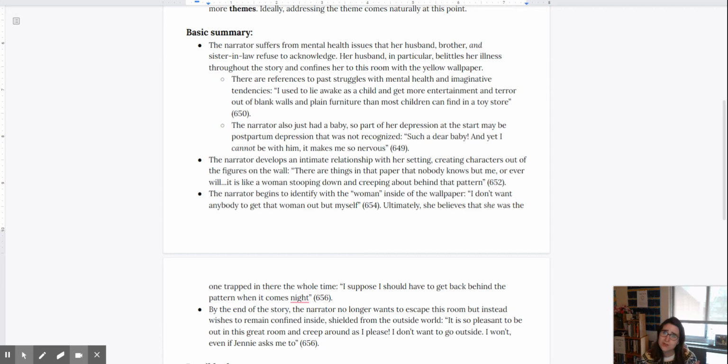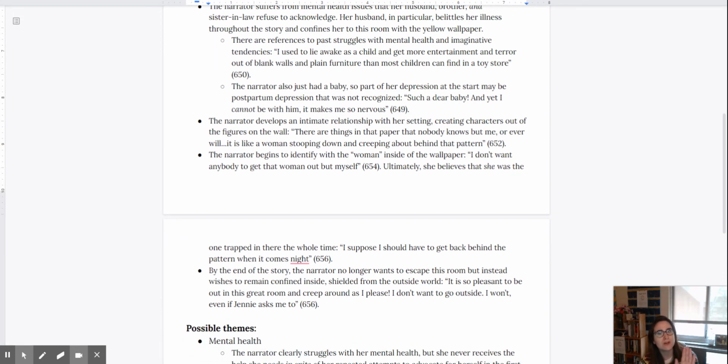And she says that she understands something about the figures in the wall that no one else possibly could, and even identifies there's a woman behind the wall creeping, trying to get out. She starts to identify with that woman as the story progresses and really makes it her responsibility to get this woman out from behind that wallpaper. And by the end of the story, she becomes the woman in her mind that is trapped behind the wallpaper. So there's a severe descent into delusion at that point.